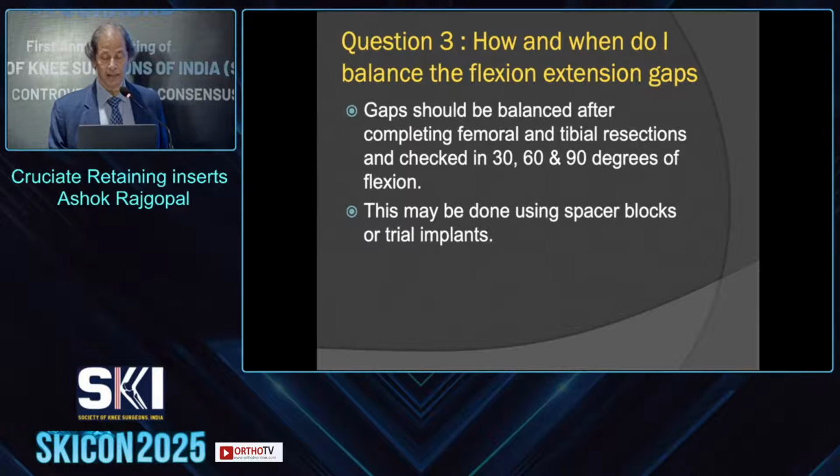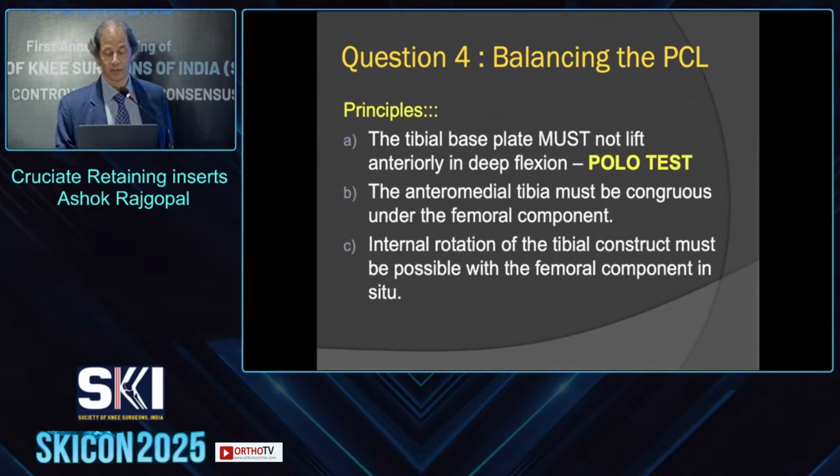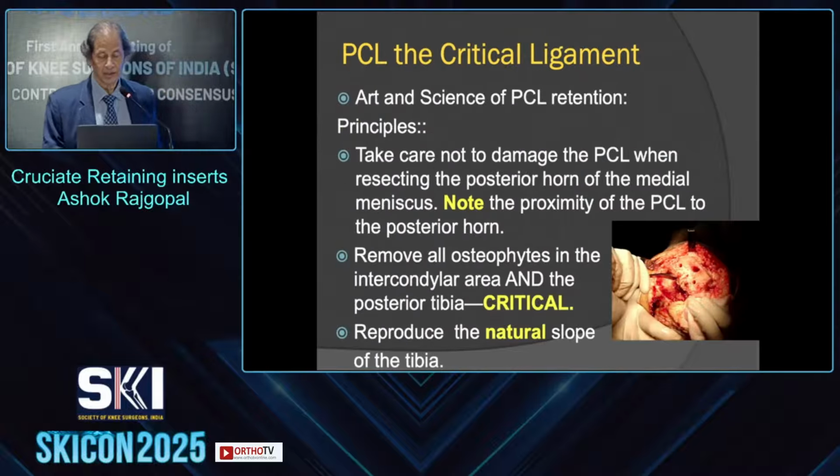So how do I balance? This is very critically important. You need to balance your gaps at 30, 60, and 90 degrees of flexion, and you can do this either using spacer blocks or trial implants. So the basic principles of PCL retention is that the pull-out test should be negative, the anteromedial tibia should be congruous under the femoral component, and internal rotation of the tibial construct must be possible with the femoral component in situ. What this really means is you've got a snug medial and slightly loose lateral compartment. So this is the art and science of the PCL retention.